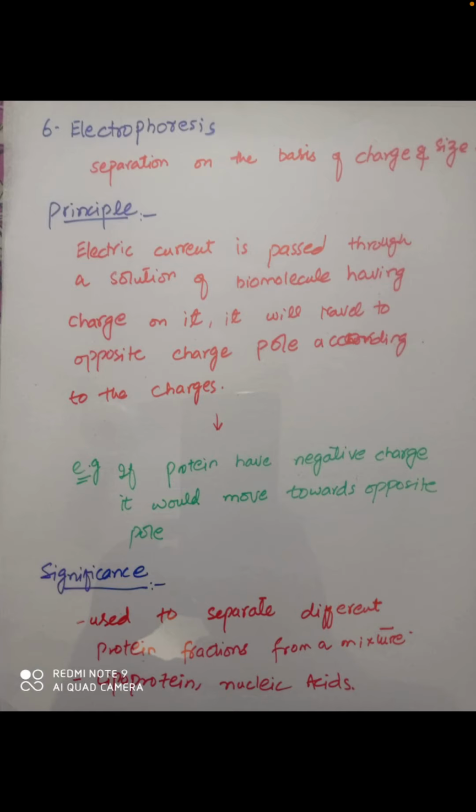It will travel to the opposite charge pole. So if the protein has a negative charge, it will move towards the opposite pole. What is the significance? It is used to separate different protein fractions from a mixture of proteins. Other than proteins, many biomolecules have a charge, like nucleic acids, DNA, and lipoproteins. So all these could be separated using this electrophoresis technique.